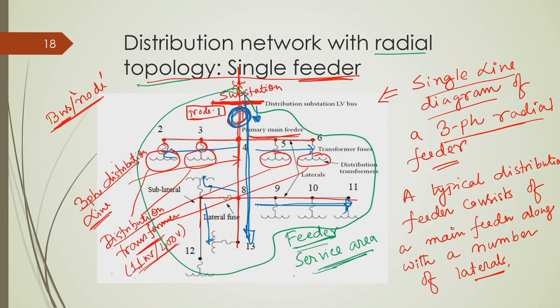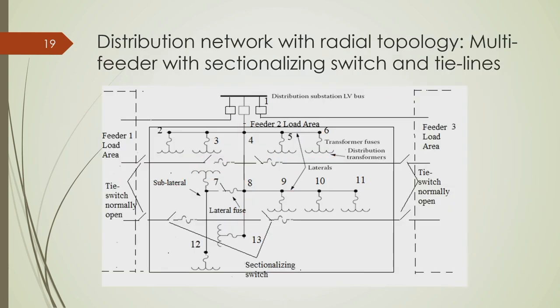Now, this one is shown as a single feeder unit. As you have seen in the busbar arrangement, we in general have multiple feeders under a particular distribution substation. So, in this figure you can see multi feeder distribution networks. This box shows the service area of one particular feeder, feeder 2. This is feeder 1, which is going out, and this is another feeder, feeder 3. So, this is F1, this is F2, this is F3.